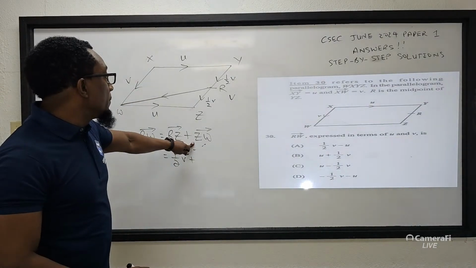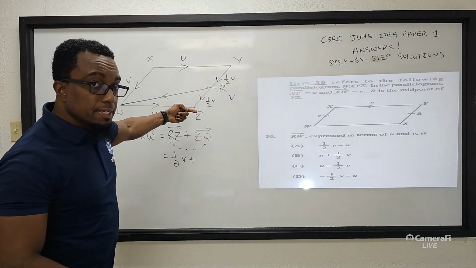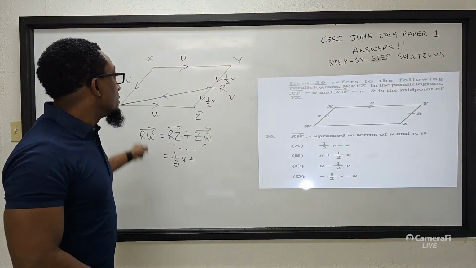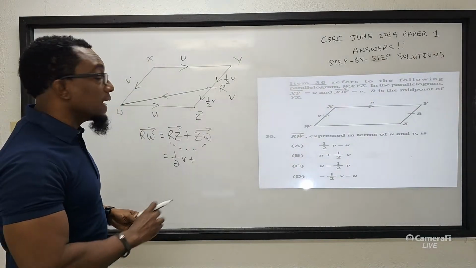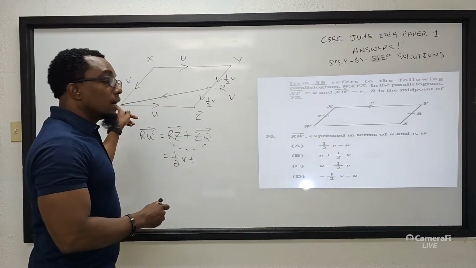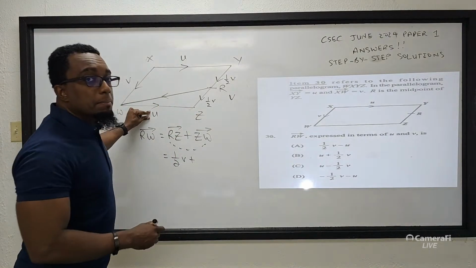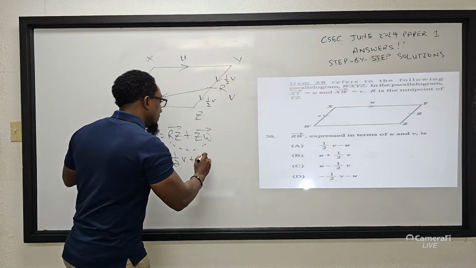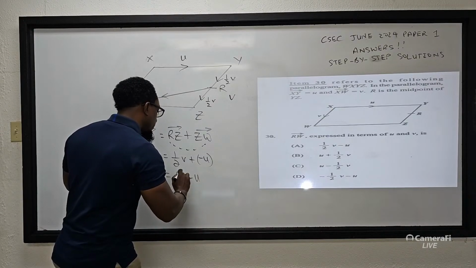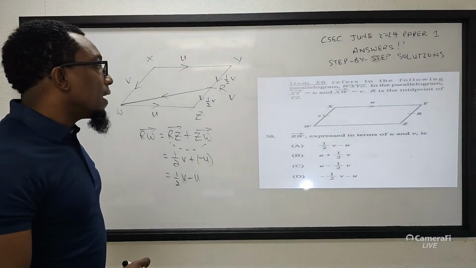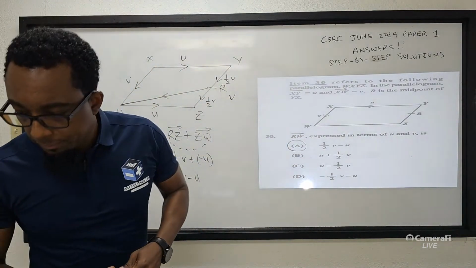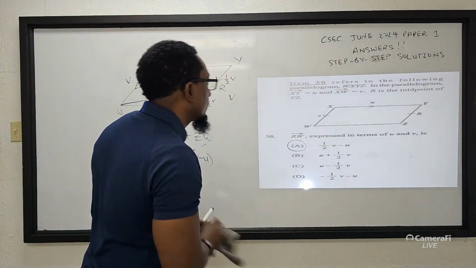plus ZW. Now, we have WZ, which is in that direction. So with vectors, when you're moving in the opposite direction, ZW, the magnitude will change. The sign of the magnitude and direction will also change, right? So this is WZ, but you want ZW. So the direction changes and the magnitude will change from positive U to negative U. So this becomes a half V subtract U. Will be the magnitude of RW, whose answer there is E. So question 30 is E. So let's look at question 31.